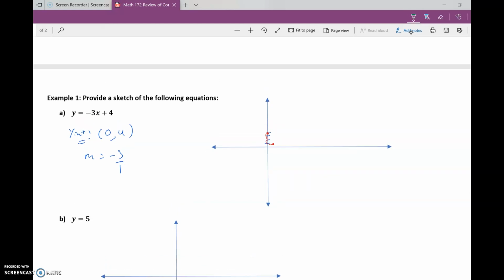Oh, shoot. Something happened. Okay, so we're assuming that we technically have a straight line. Let me see if I can fix it.